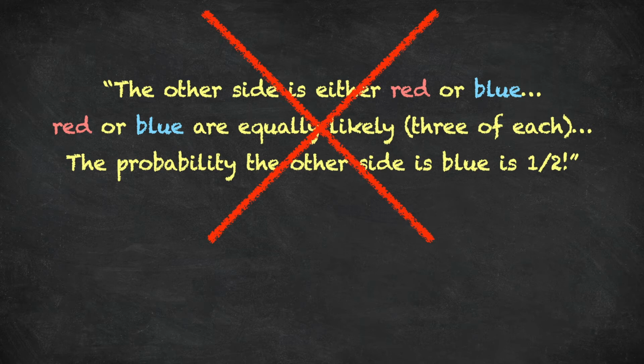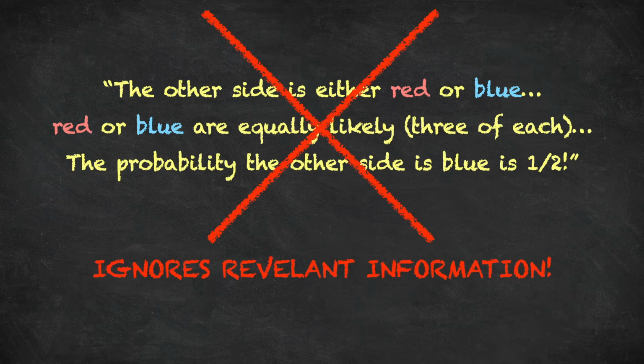Well, the simplest way of saying it is that this answer ignores relevant information. Nowhere in this answer do you see the statement, given that I've seen a blue back already. The statement that the other side is either red or blue, equally likely, is just referring to unconditional probabilities. So if I randomly pick a card and I don't look at anything, what's the probability that the other side is blue? Well, 1/2.